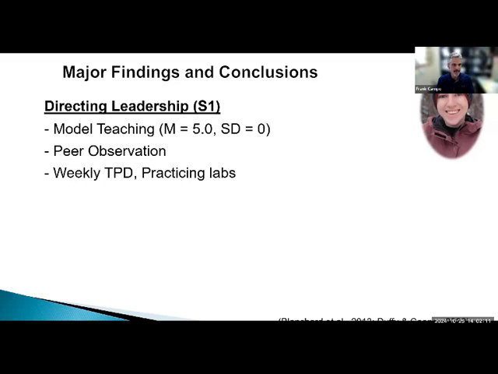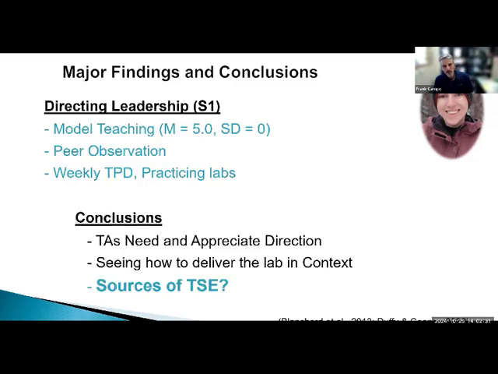And finally, integrating the PD into weekly meetings was huge, because they had the opportunity to practice the labs with each other every week, kind of practice teaching and start building some experience for themselves, because they came in with very little or no experience. So at this point, TAs really need and appreciate that directive leadership. It shows them what we expect from them in teaching the labs, and it provides them not only the content they need to know to teach the biology labs, but also the context, like what pedagogy to use for every lesson.